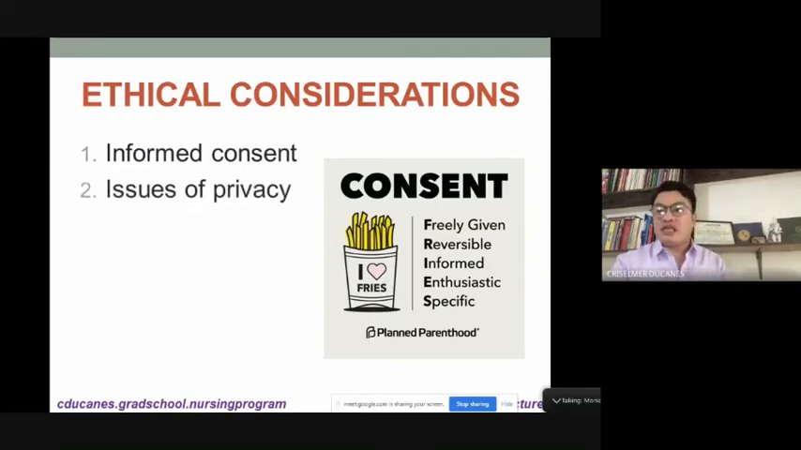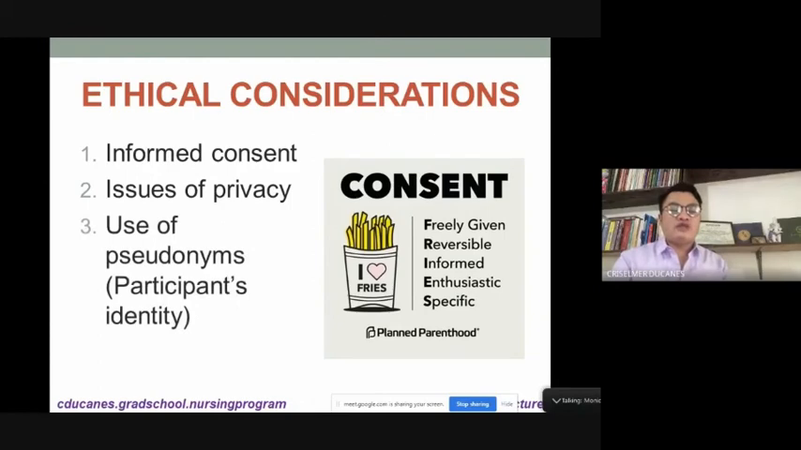Issues of privacy, okay? And use of pseudonyms for participants' identity. Especially when you make your narrative inquiry, of course, you would start with the name of the participant, for example, Mrs. Margaret. If her name is Margaret, you change it. So, pseudonyms. The same goes with phenomenology. If you want to mention names of your participants, you look for pseudonyms or, for example, just initials. This is part of the ethical consideration in making your qualitative study.